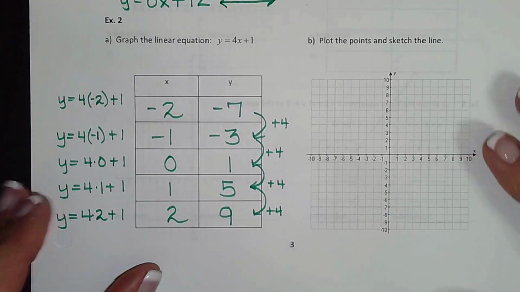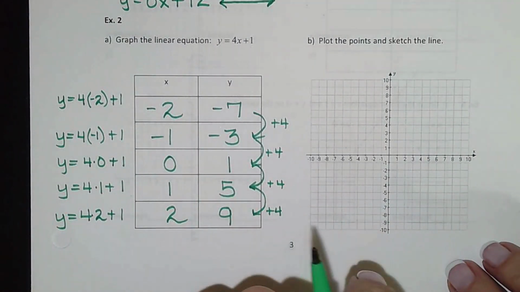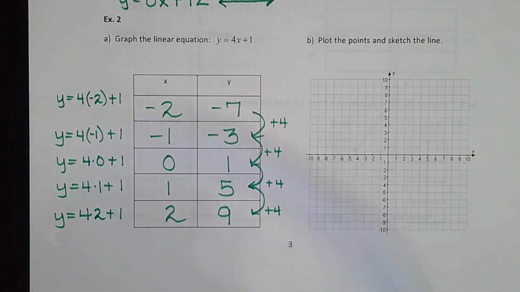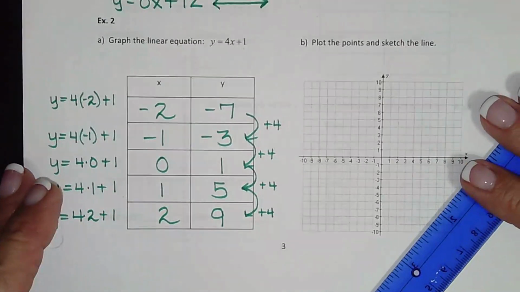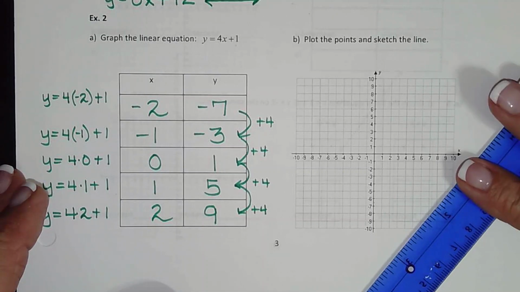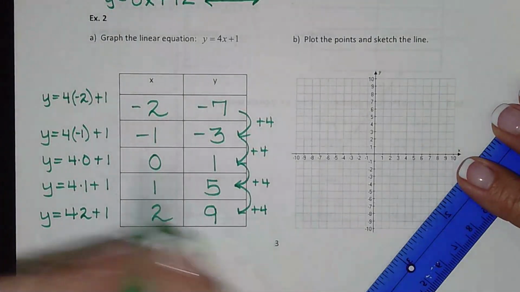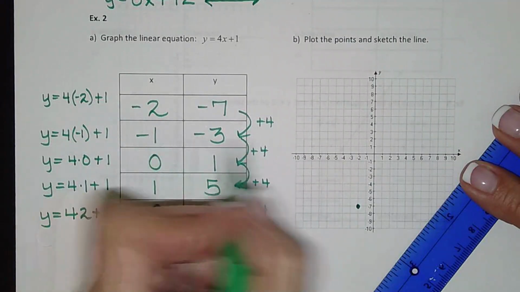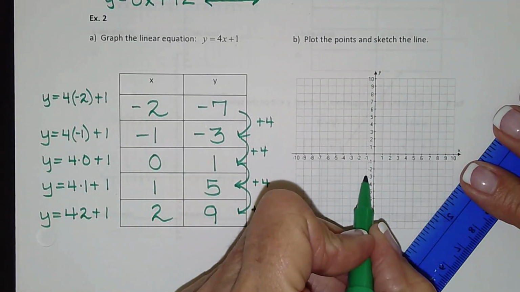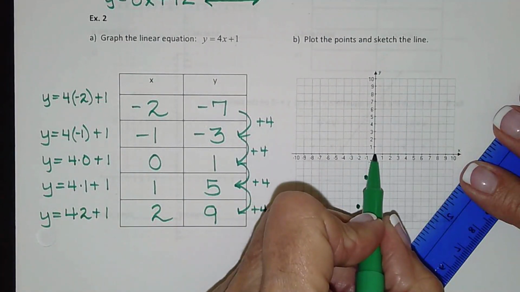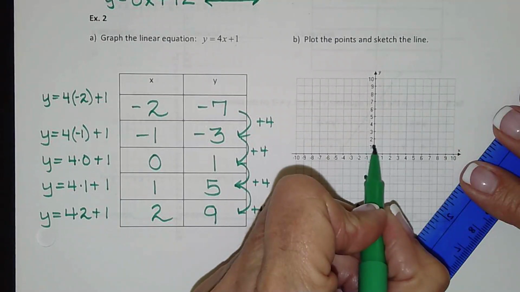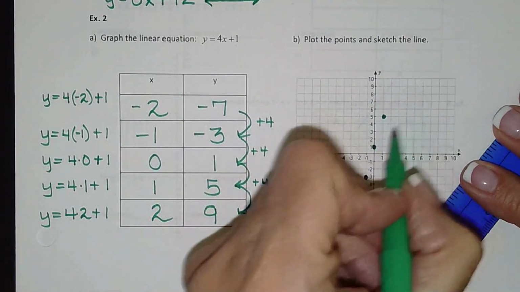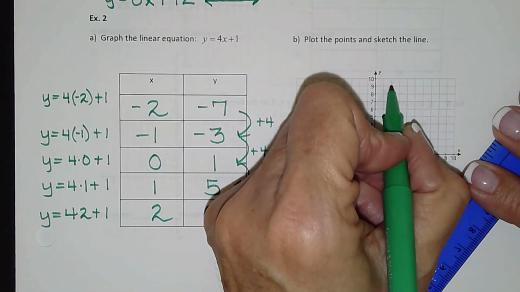To graph a line, sketch the line, we just plot the points, and then we use a straight edge to connect it into a nice straight line with arrows on both ends. Lines do go on forever, both directions. So x is -2, y is -7. X is -1, y is -3. X is 0, y is 1. X is 1, y is 5. X is 2, y is 9.